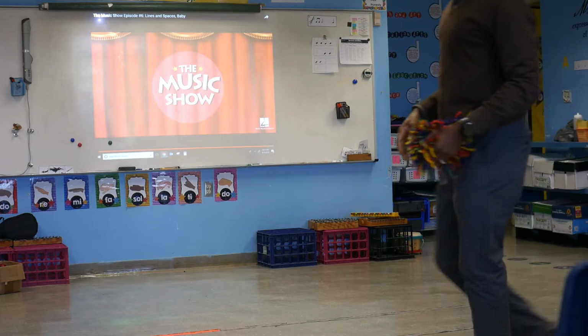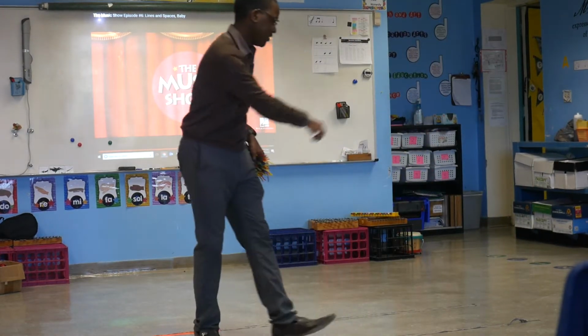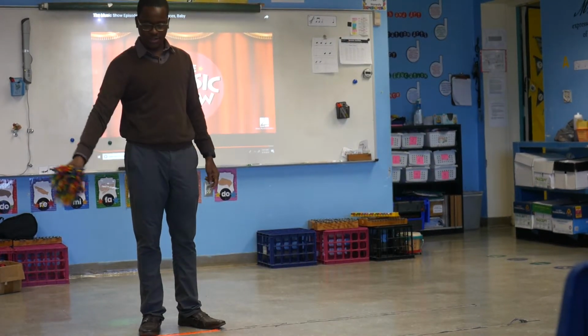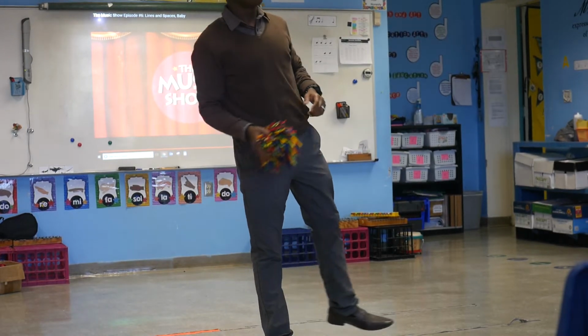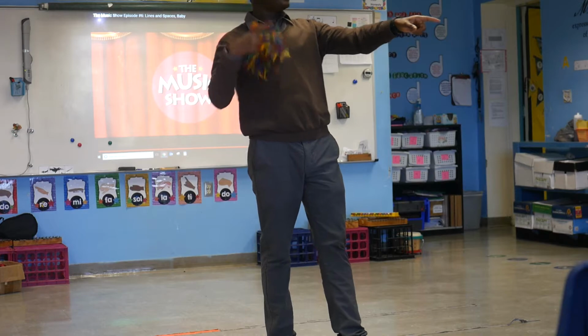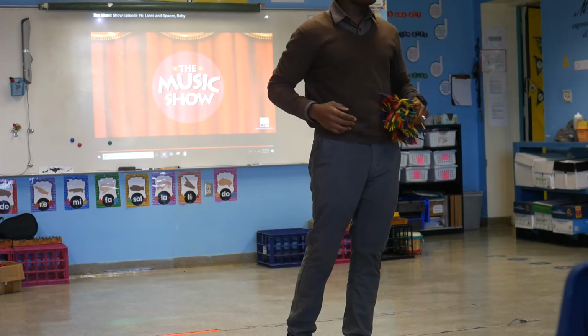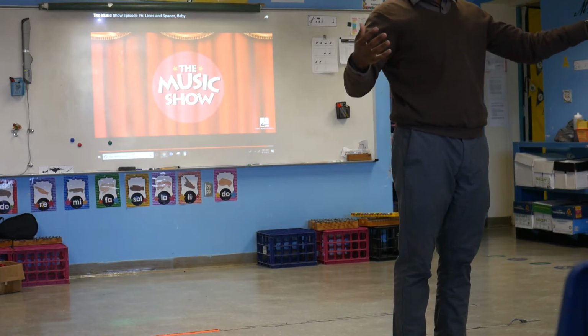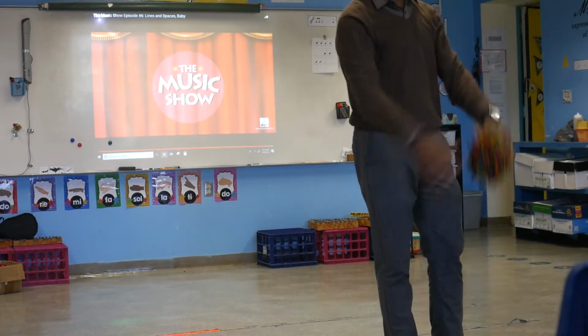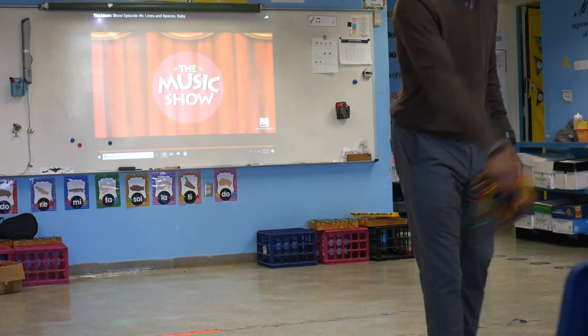So this right here, do we know what this is? We should know what this is. There are 5 lines, there are 4 spaces, so this is a lines, spaces, staff. Very good. Can you say lines, spaces, staff? Perfect.